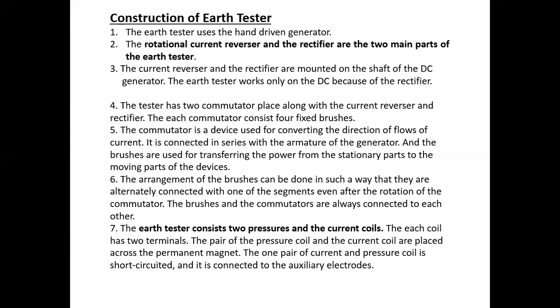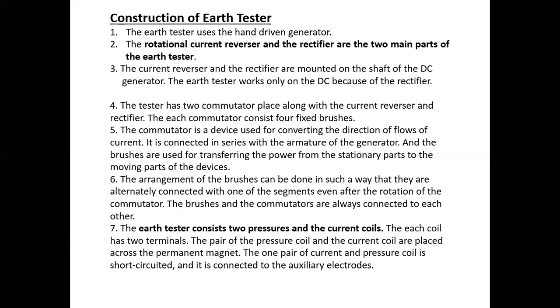The arrangement of the brushes is done in such a way that they are alternately connected with one of the segments even after the rotation of the commutator. Even after the rotation of the commutator, the brushes and the commutators are always connected to each other.